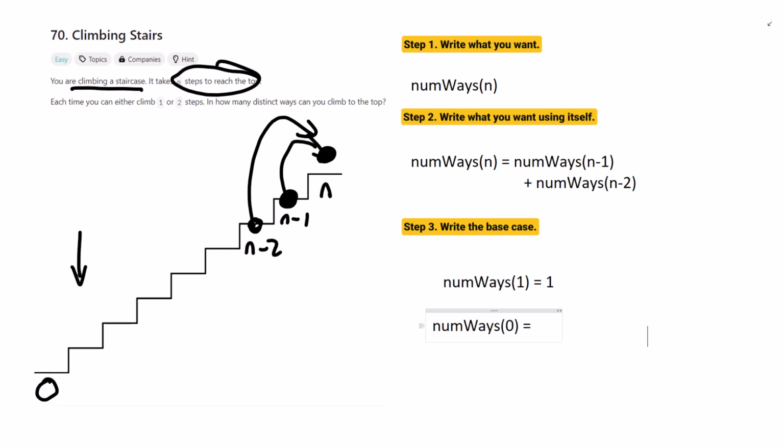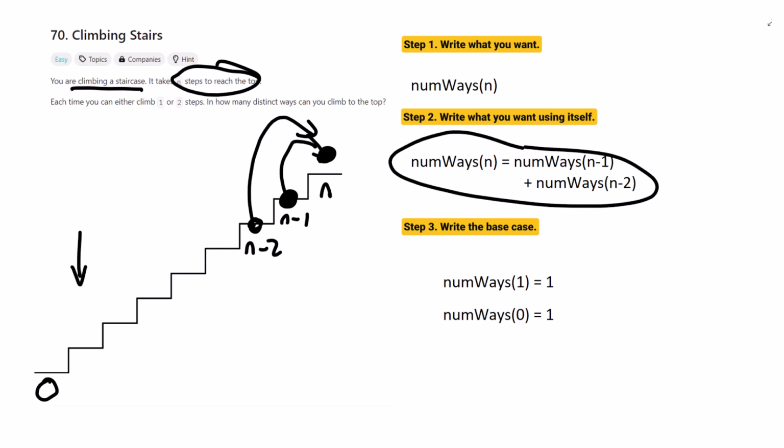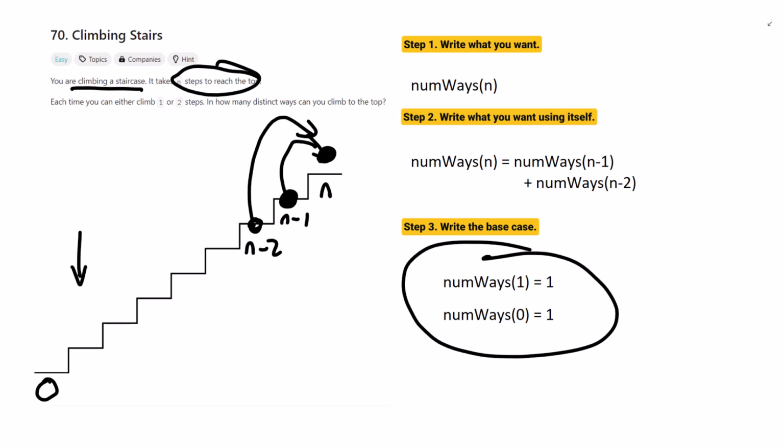And we can't use the recursion to find numways of 0 either, because that also calls negative things. And so what's the number of ways to get to step 0? Well, that's also just 1, right? We start at step 0, so there's only one way to get there. So now we have our recursion, and we have our base case, and believe it or not, that's everything we need to write the full solution.